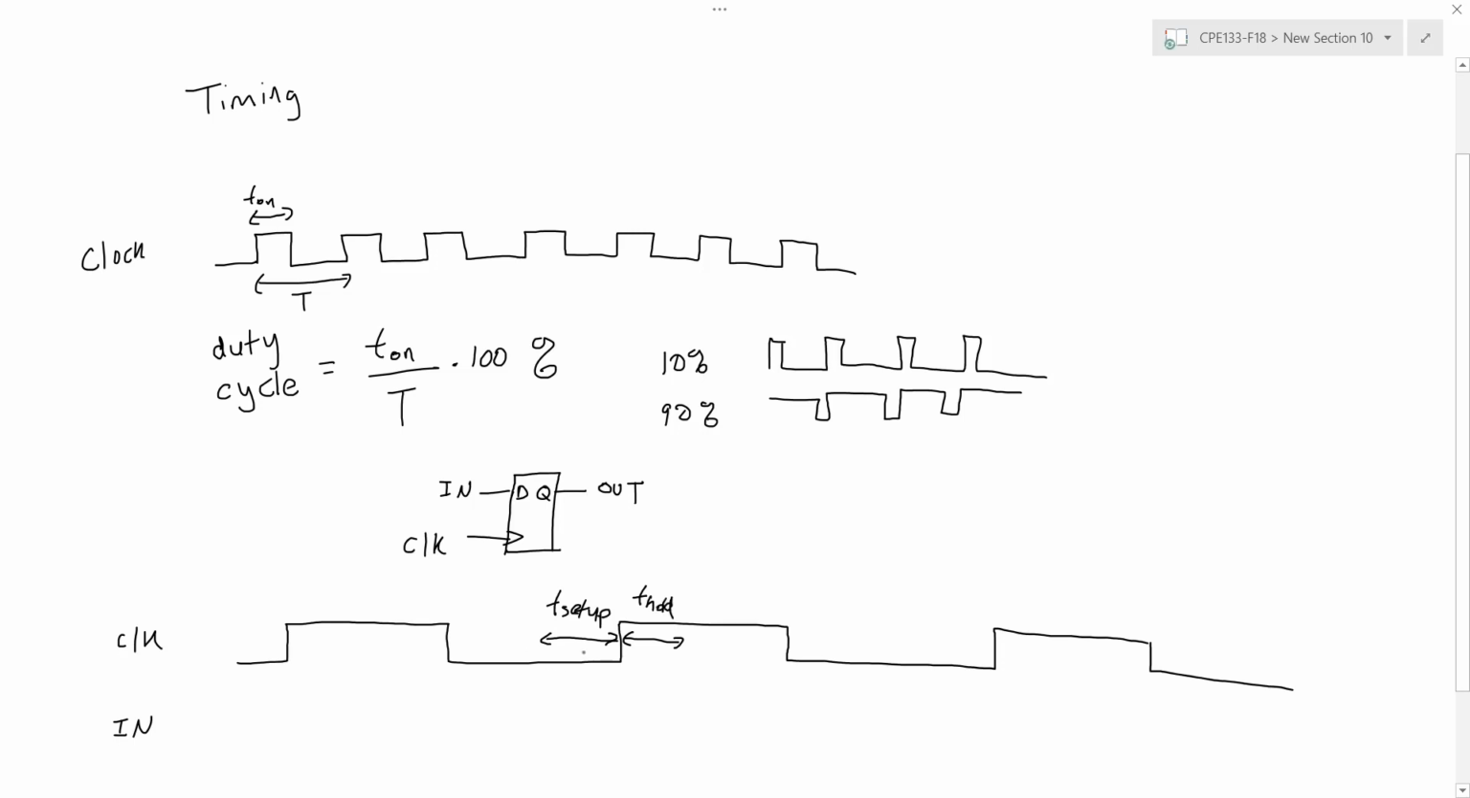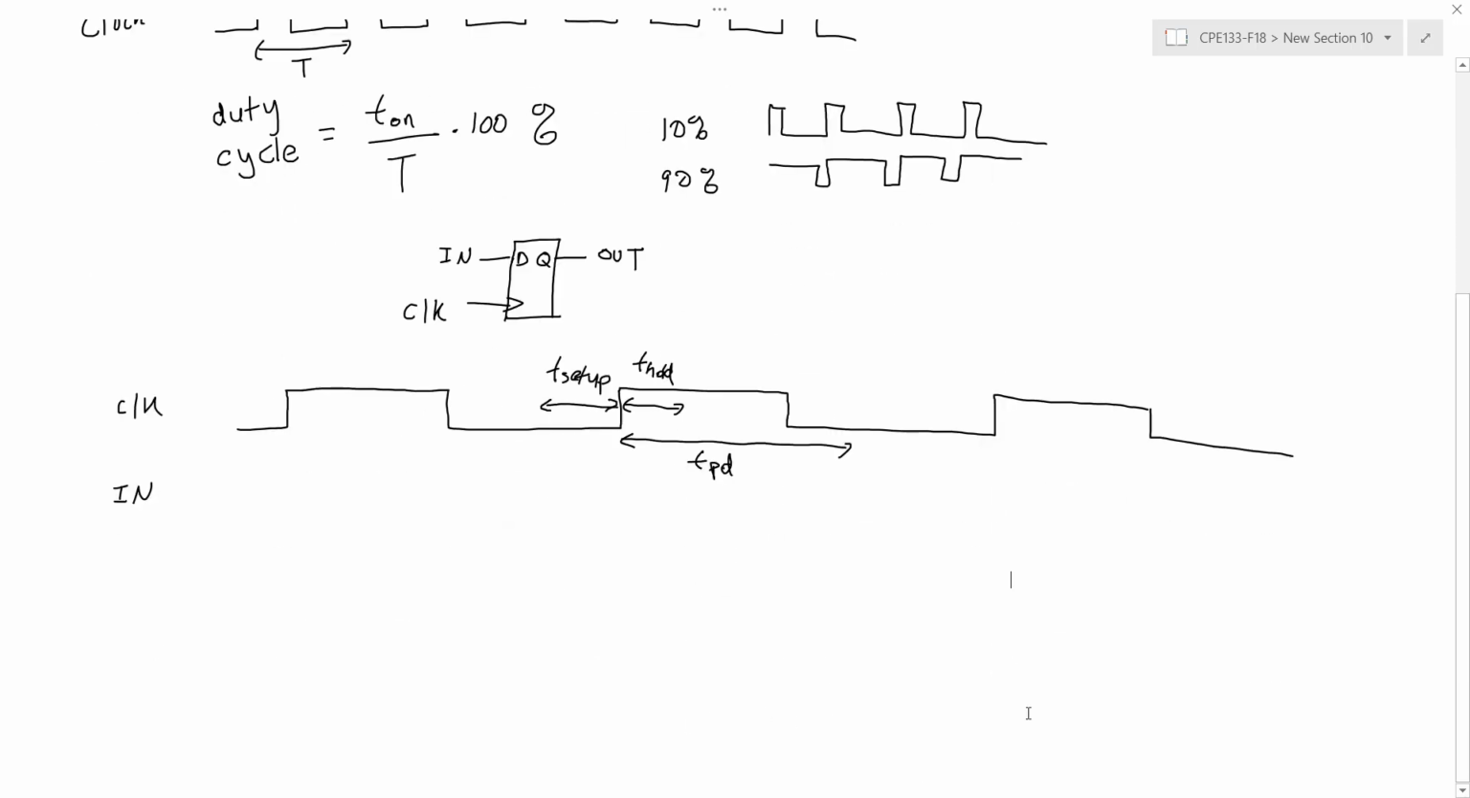So what's going on here is that essentially, in order for this flip-flop to correctly read the input that I want to put into it, the input has to be stable t setup amount of time before the clock edge. And it also has to be stable and not changing t hold amount of time after the clock edge. Now, the flip-flop itself also has a propagation delay, just like we saw with combinational logic and gates. It's going to take some amount of time after the clock edge for my output to be stabilized and to see that change reflected. And so usually we call this the propagation delay of the flip-flop, or tp or tpd.